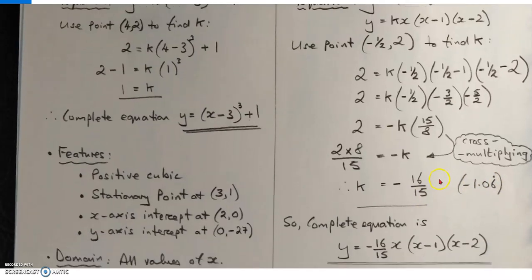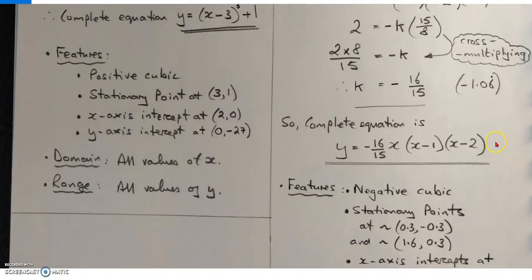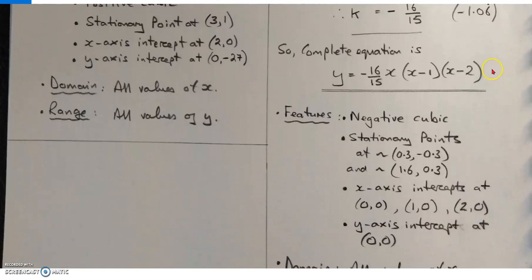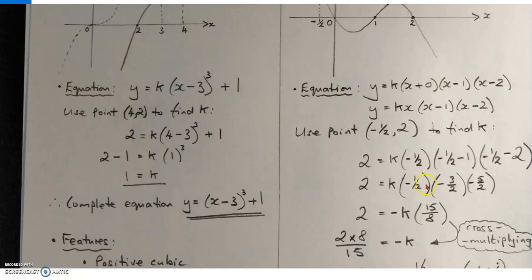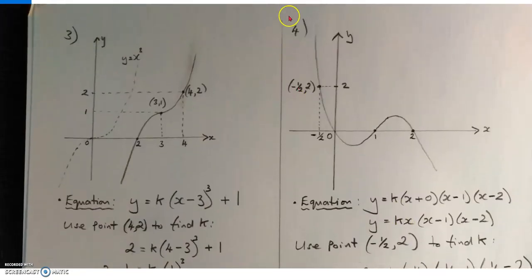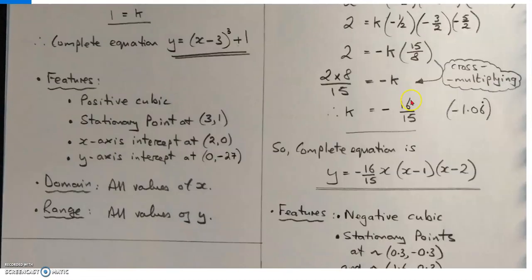So the final equation for this curve is y equals -16/15x, x minus 1 in brackets, x minus 2 in brackets. Now, if we look at the features, we can see that it is a negative cubic. Negative because if you look at it, it is a cubic, but it's starting in this top left-hand corner and going down to this bottom right-hand corner. So it's sloping sort of like in that way. So that's what we call a negative cubic.